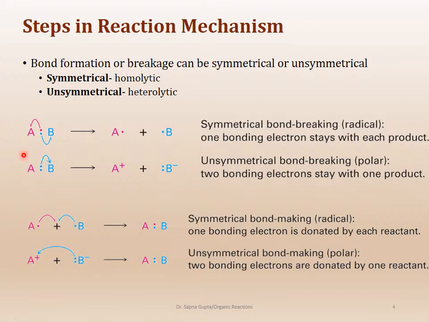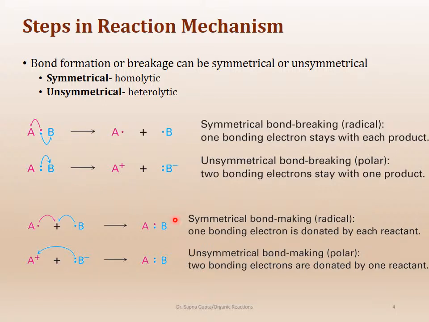The other kind of bond cleavage is what we call unsymmetric or heterolytic cleavage. In this case, what happens is that one of the species will take both of the electrons. And once it takes both the electrons, it means that one of them is left without any electrons. So in this case, A is left without any electrons and B has the electrons. If B has the electrons, it becomes the anion, and A is left without the electrons, and so it is the cation. Which means that you actually have charged species as a product. So this is a heterolytic bond cleavage.